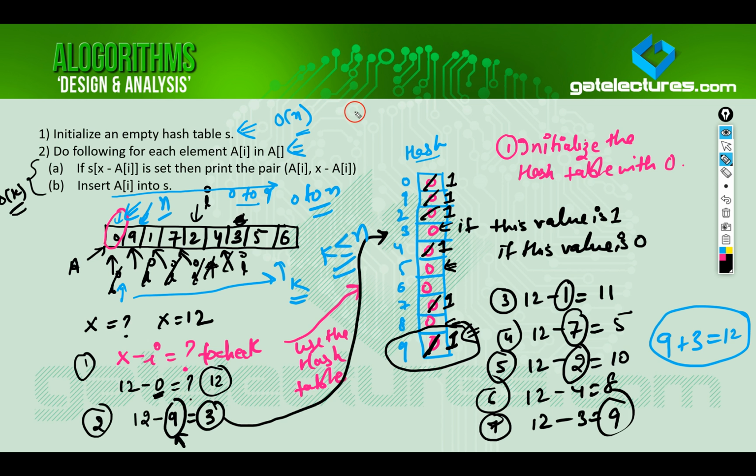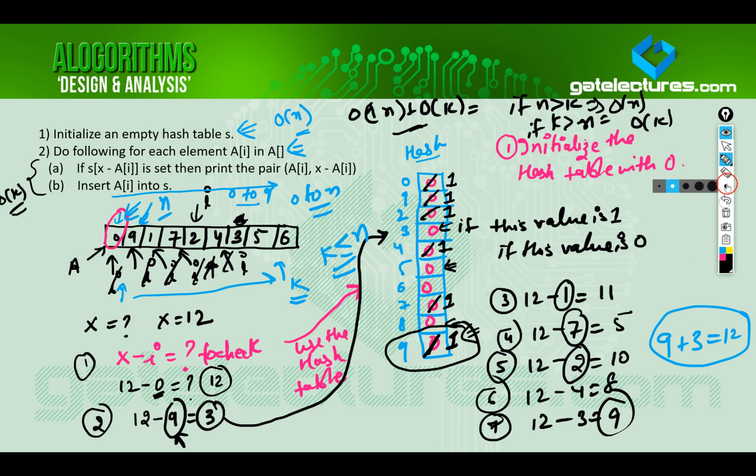Therefore the solution here will be order of n plus order of k, which is equal to whichever is greater. If n is greater than k, then the time complexity will be order of n. If k is greater than n, then the time complexity will be order of k. Therefore this is the second approach, which is by using the hash table, which is again a very easy approach to solve exactly the same problem. But as you can see, this is a much more efficient solution as compared to every previous solution.